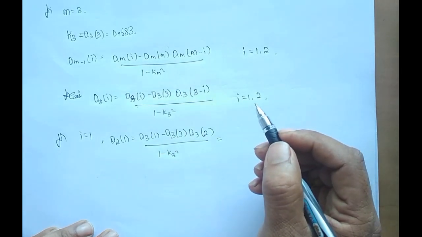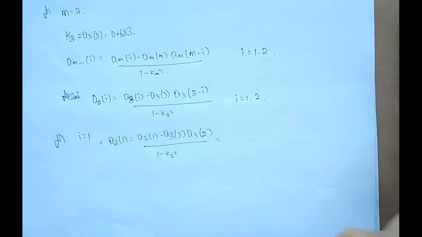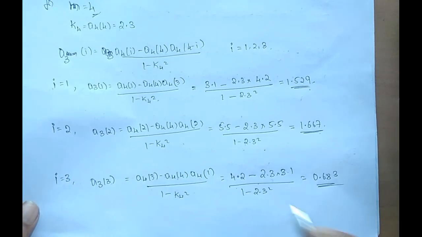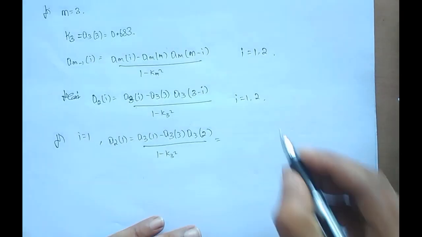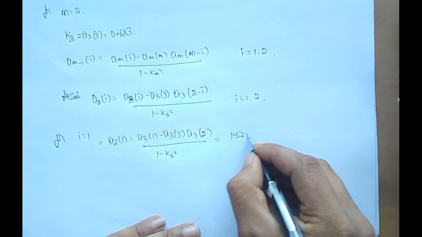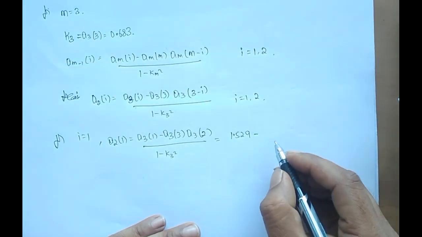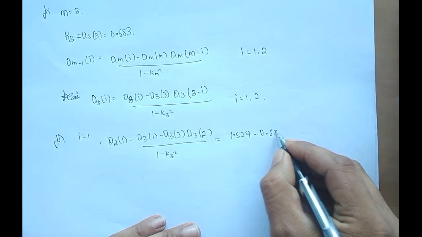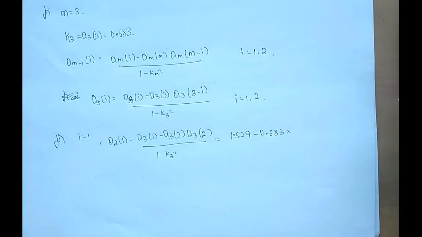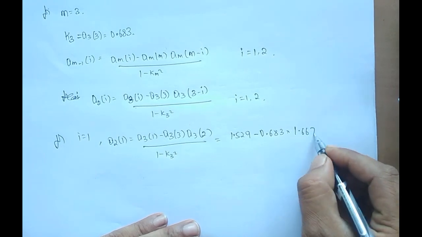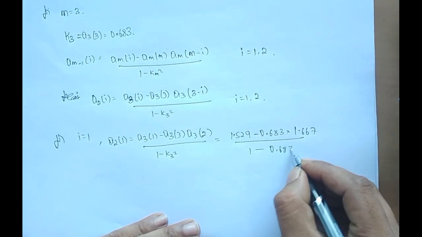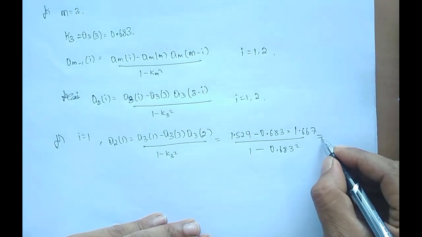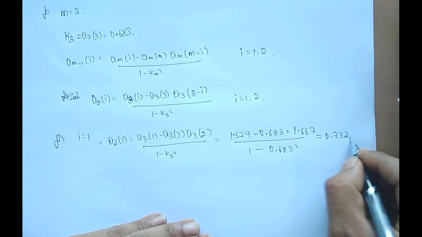This is equal to a3 of 1. What is the value of a3 of 1? We found a3 of 1 in the previous loop, right? a3 of 1 is 1.529. So 1.529 minus a3 of 3, which is 0.683, into a3 of 2. a3 of 2 we got as 1.667. 1.667 whole divided by 1 minus k3 square, which is 0.683 square. So this ends up with 0.732.